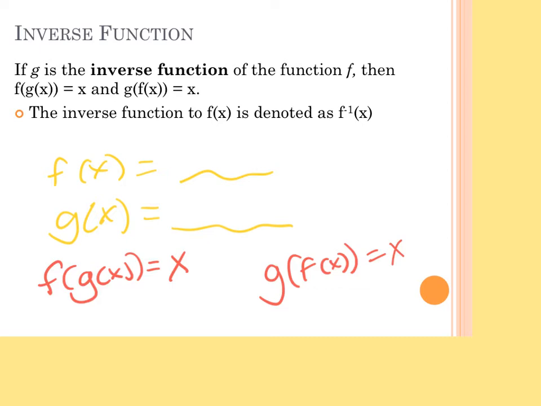Take the first one, plug it in the second one, simplify it, and it should just get x as your answer. The little f negative 1, when it's written like this, denotes that that is the inverse of f of x. So if I ask you, which I will, to find the inverse of f of x, you'll write that as f negative 1 of x. That's how you know I'm talking about the inverse of the other.